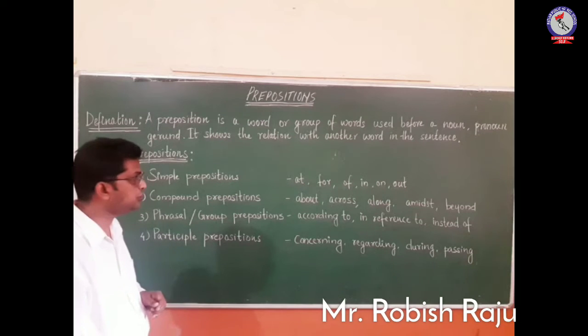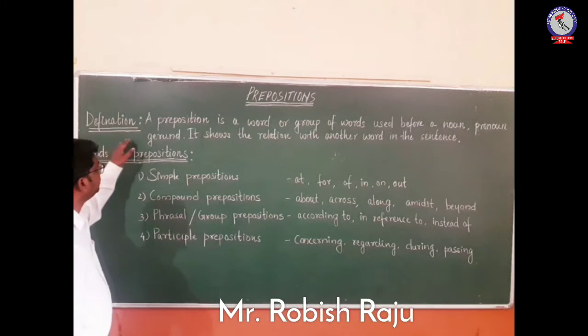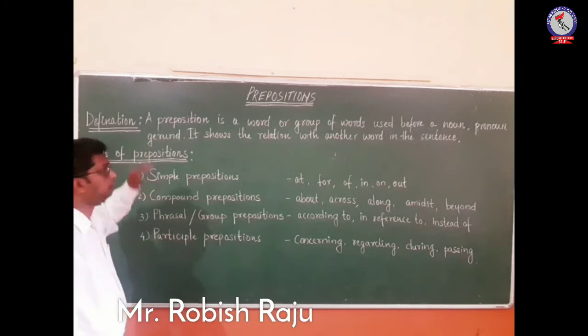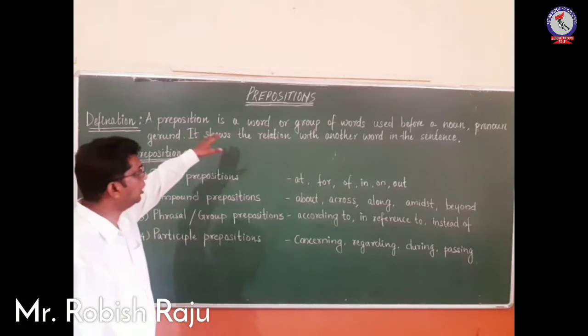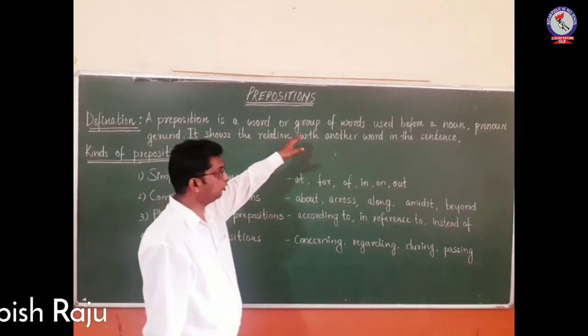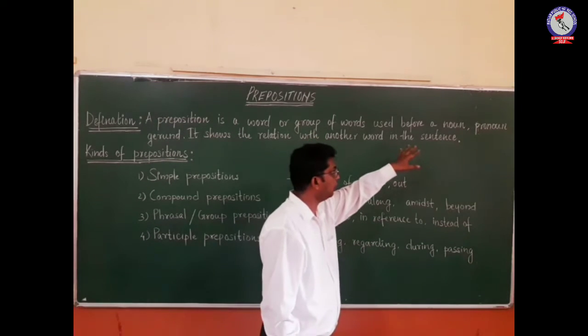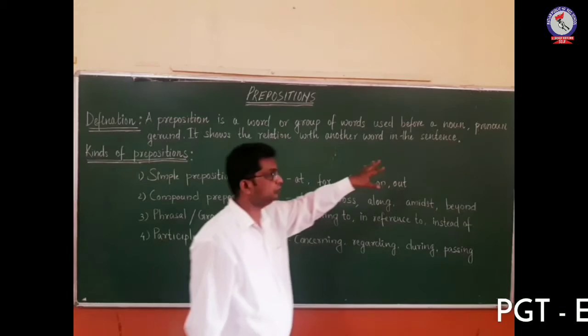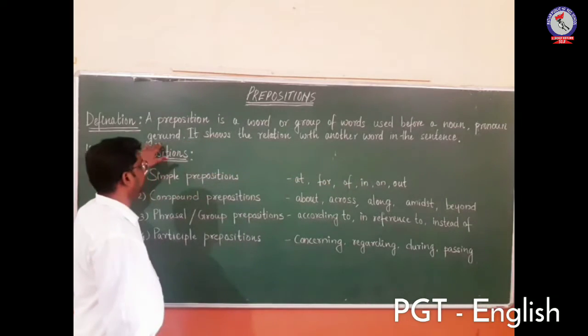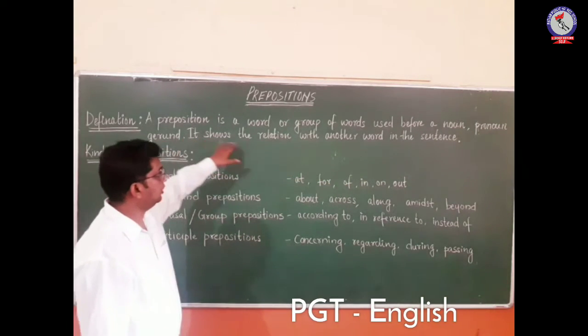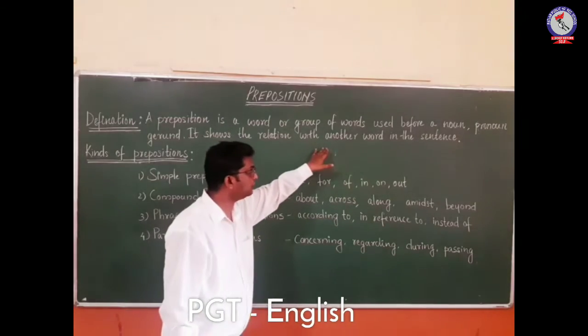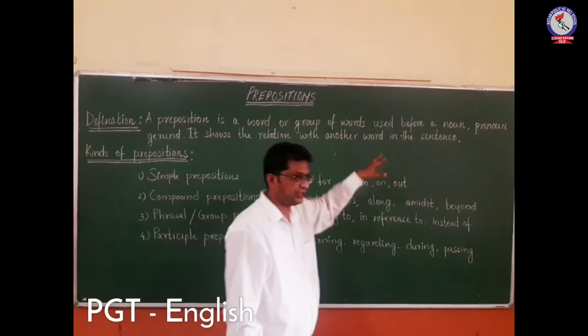Let us see the definition first. Definition of a preposition. A preposition is a word or group of words used before a noun, pronoun, gerund. It shows the relation with another word in the sentence.